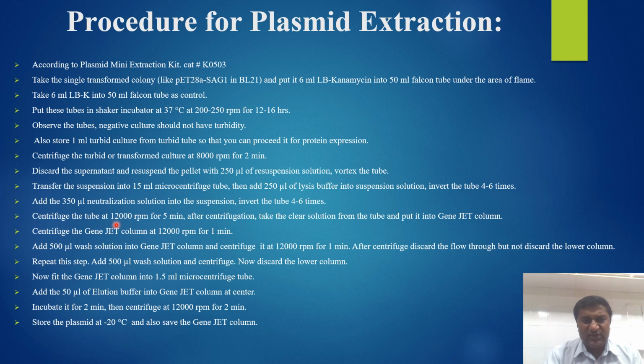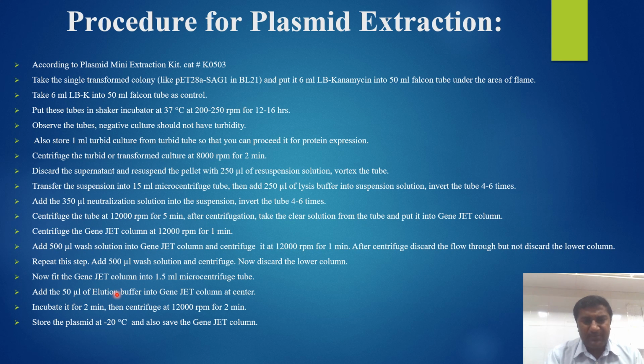Centrifuge the tube at 12,000 rpm for 5 minutes. After centrifugation, take the clear solution from the tube and put it into the GeneJET column. Centrifuge the GeneJET column at 12,000 rpm for 1 minute. Add 500 microliter wash solution into the GeneJET column and centrifuge it at 12,000 rpm for 1 minute. After centrifugation, discard the flow-through but do not discard the lower column.